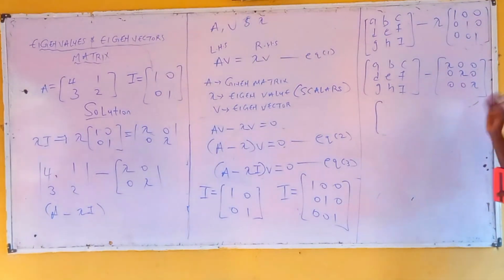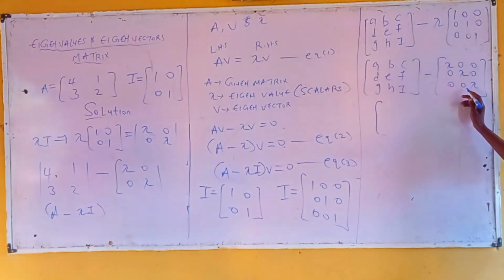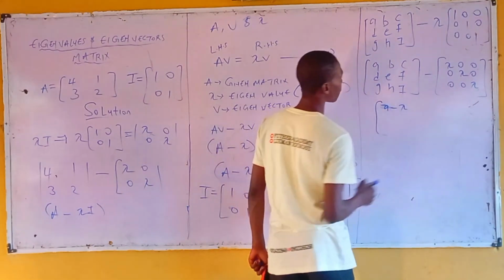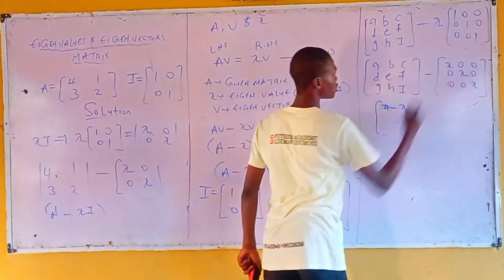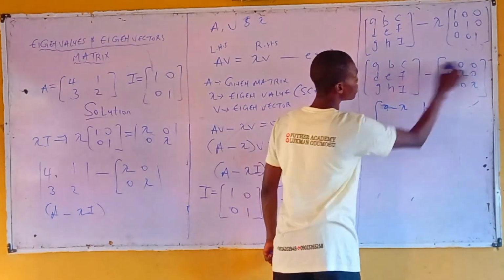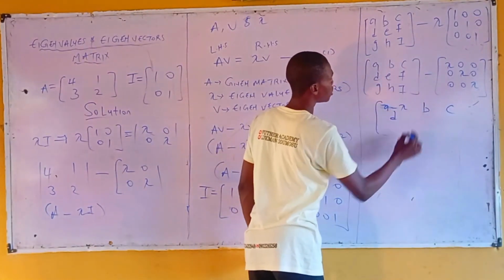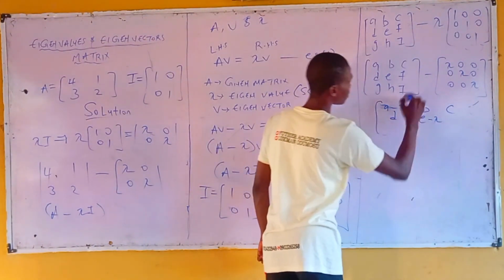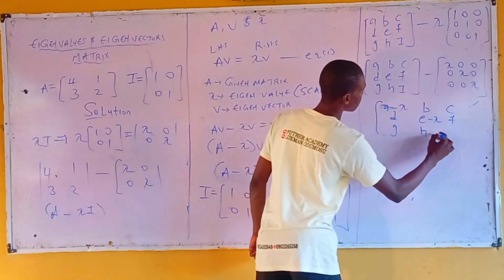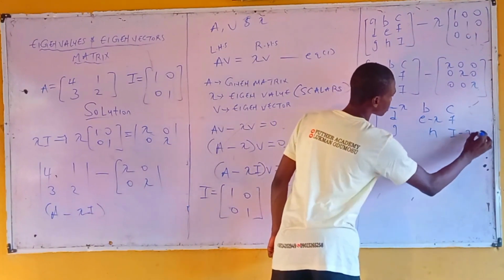Or better still, do comparison. By the time you do comparison, you have A here. What do you have here? Lambda. Meaning A minus lambda. Same comparison. This minus this. What do you have? B. B minus 0 is what? B. C minus 0 is what? C. What do you have here? D. This is what? E minus lambda. F. G. H. Just H, right? Then this is what? I minus lambda.